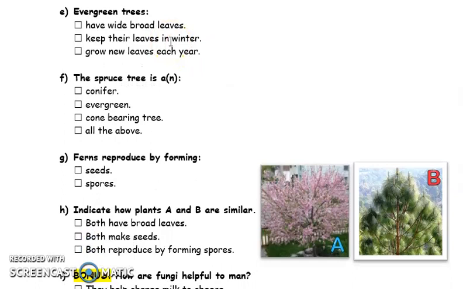Evergreen conifers. Do they have wide broad leaves? Do they keep the leaves in winter? Do they never lose their leaves, or do they grow new leaves each year? So, what do you think? Evergreen trees. This means that these trees stay green forever. So these trees keep their leaves in winter.